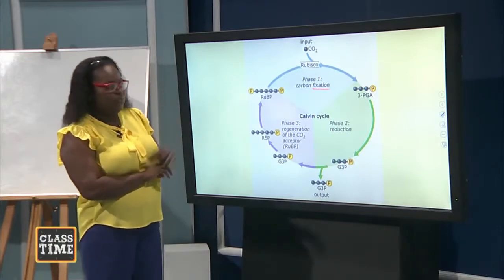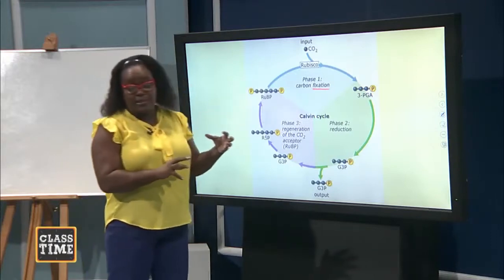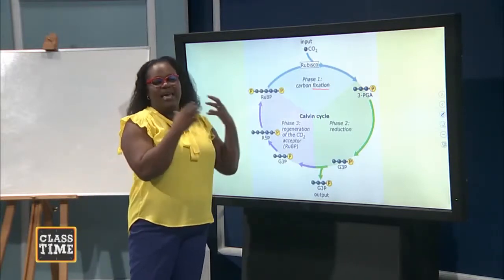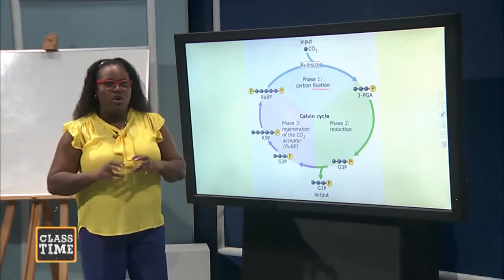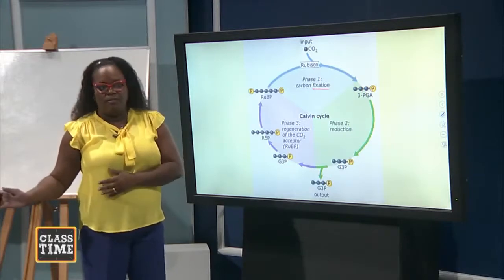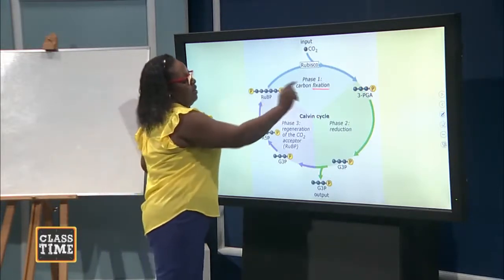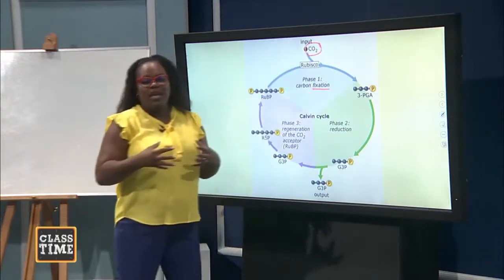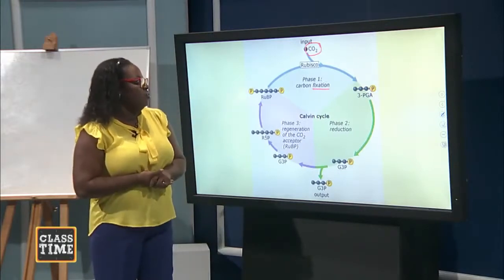Fixation means, for biology, the process by which some inorganic form of an element is incorporated into the biota of the environment, which means into the living organism. So carbon dioxide as a substance cannot be utilized by living things. It doesn't really have much use.